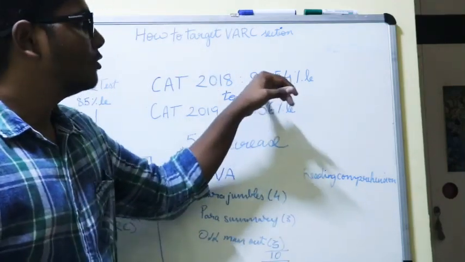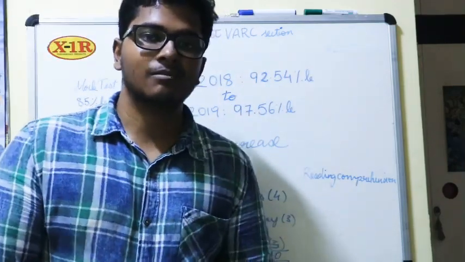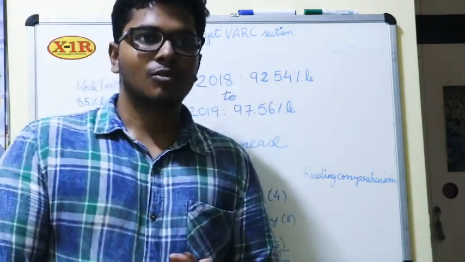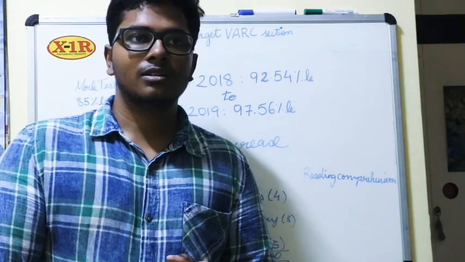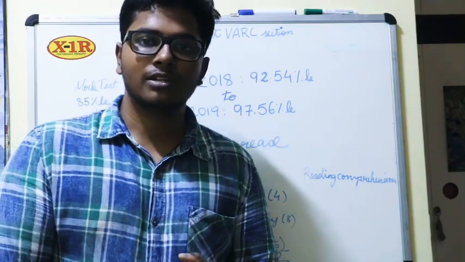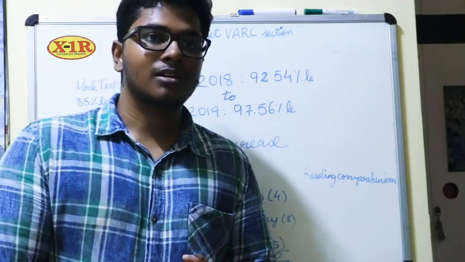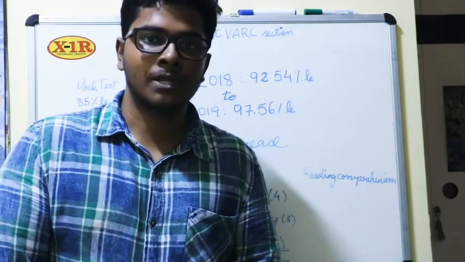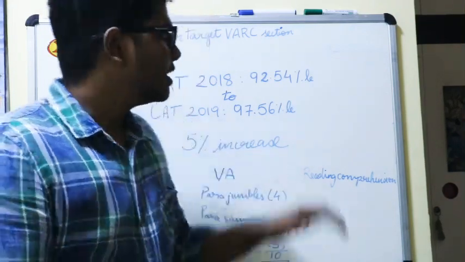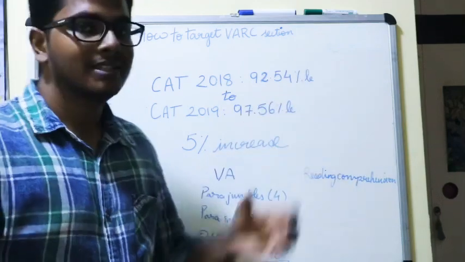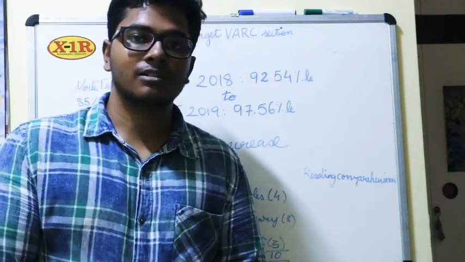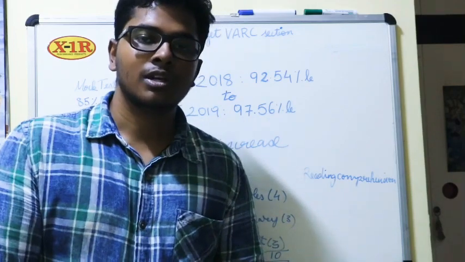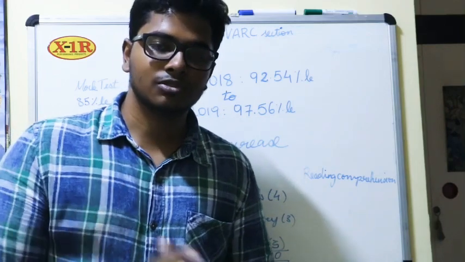In my first attempt I got 92.54, and I must confess that the majority of the marks I got in CAT 2018 were by fluke. I would choose an answer which I thought was appropriate, and somehow luckily I got 92.54 while I was expecting something even lower. So how did I improve from 92.54 to 97.56 when my English was very weak starting out? I will explain the resources I used and what I did with each resource.